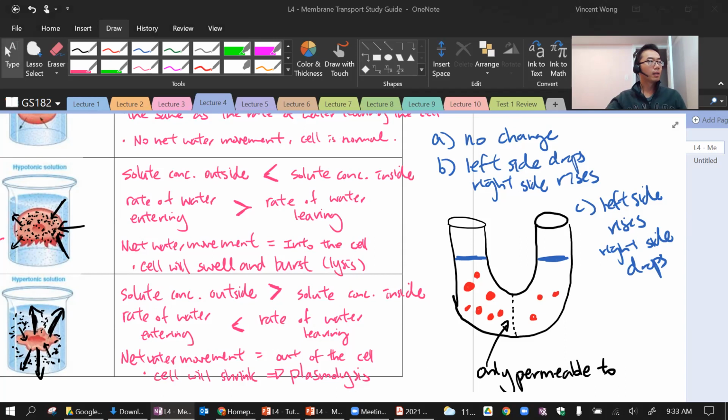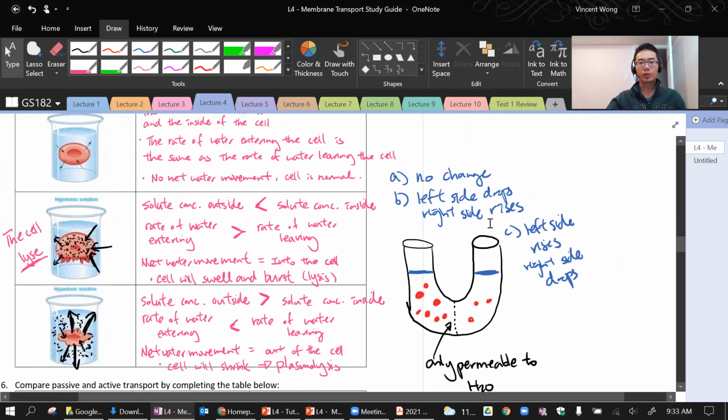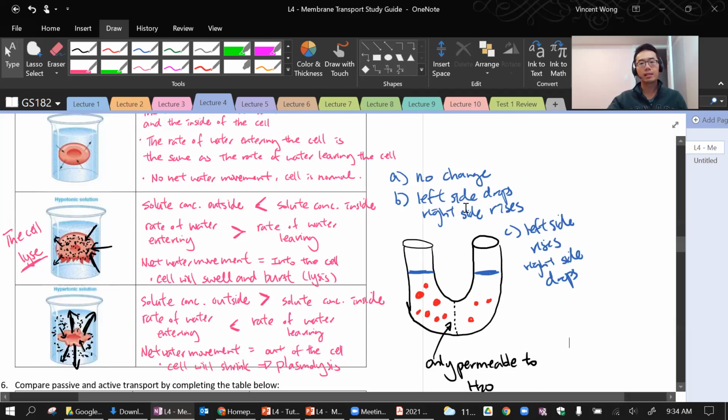Now, only 5 of you answered. I'm not sure where the rest of you are. A lot of you chose B, saying the left side will drop and the right side will rise. Can someone explain why that is your choice? I would like to hear the explanation before I explain it. You can type it, or you can unmute, which is probably better. Why would the left side drop?